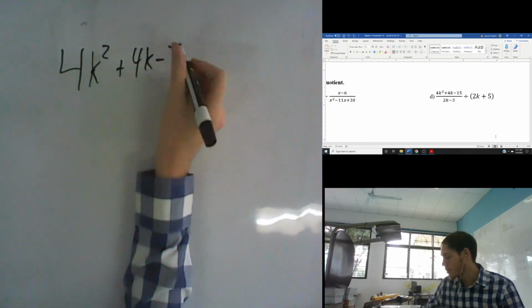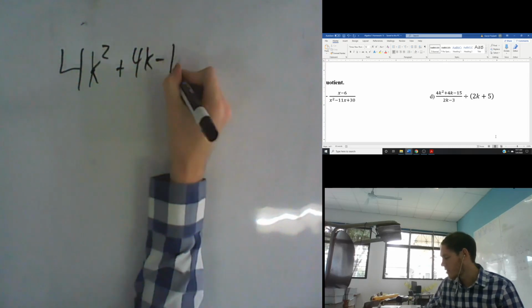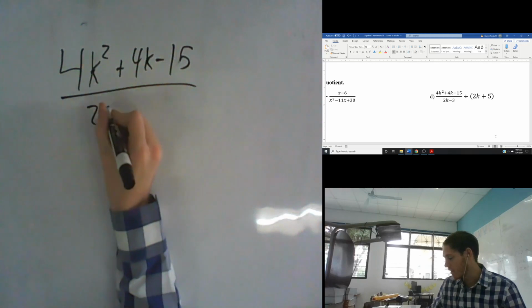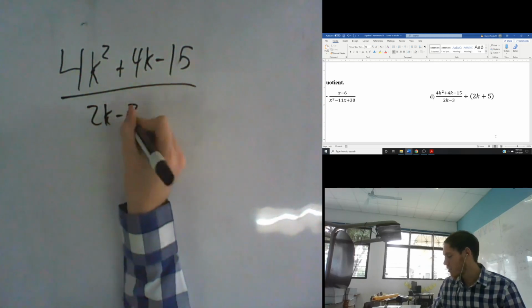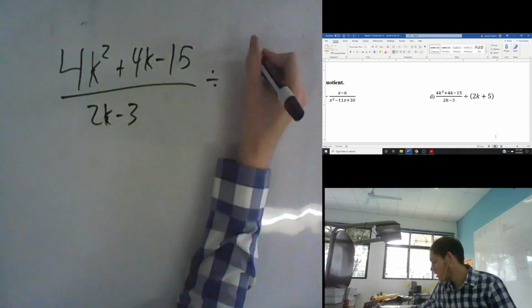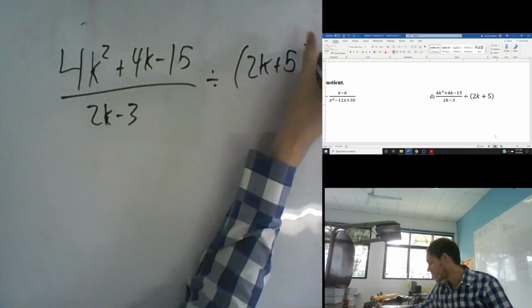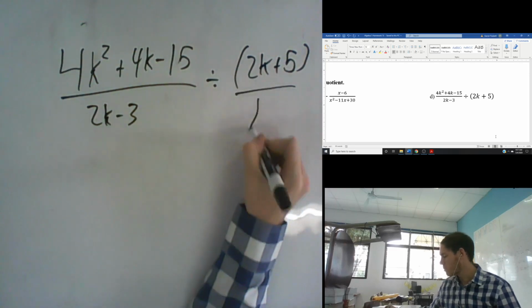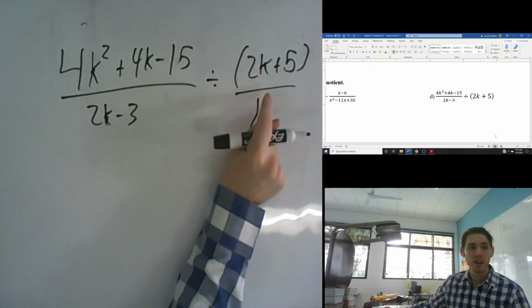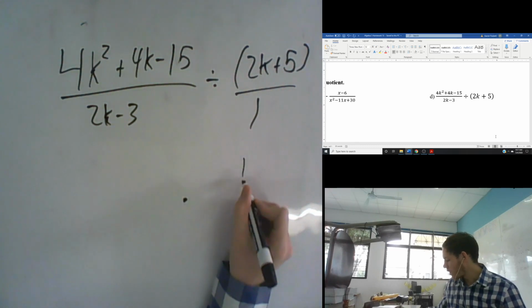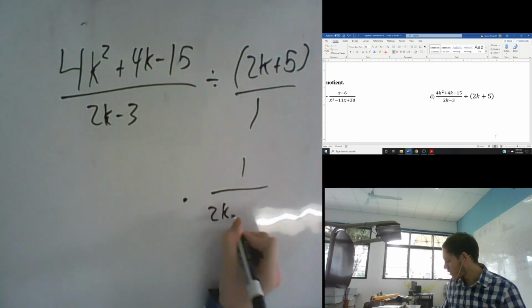People who struggle with factoring, this is a problem where you need to be careful how you factor. First step, when you have this parentheses, is always put it over 1. Once you put it over 1, then we can switch this into multiplication. So we get 1 over 2k plus 5.